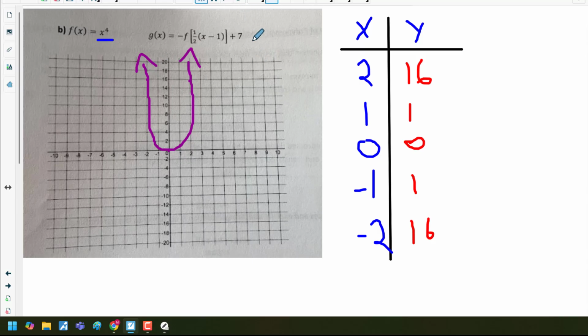Let's now do the transformed function. First thing you need to do is label your A, K, D, C values. I'm not sure what your teacher uses, but I usually have A as my first number here, the leading coefficient usually. This is my K value. This is my D value. This is my C value.